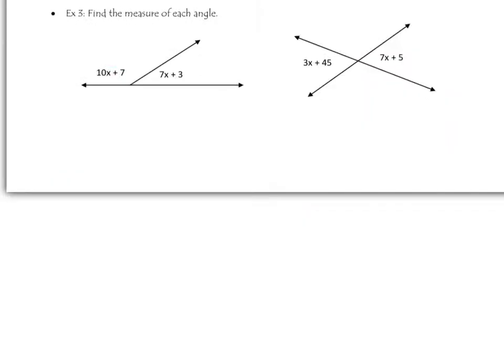In the next situation, our angles don't add up to 180 degrees, but since they're vertical angles, we know that they're equal to each other. So 3x, let me fix that.